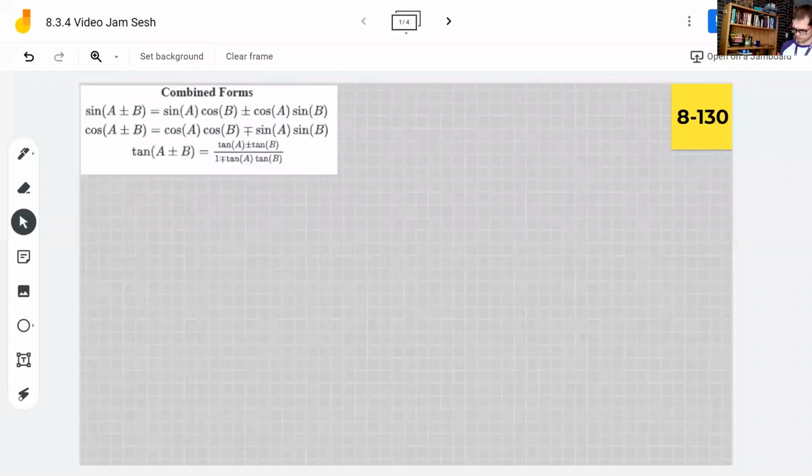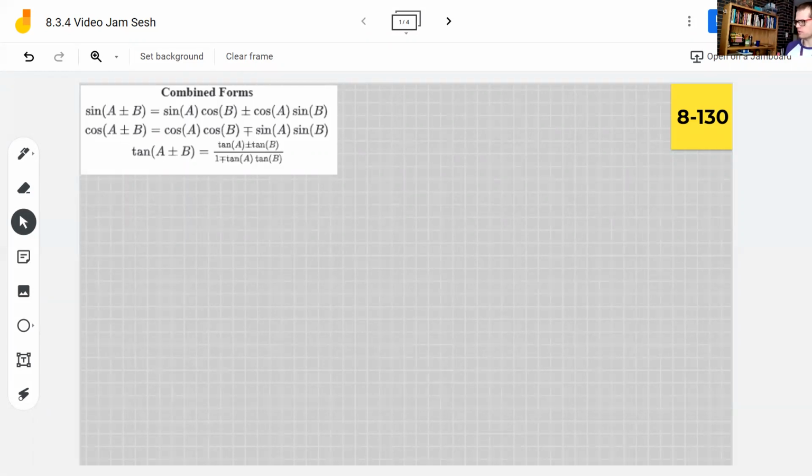Hey folks, so today we're going to look at 8.3.4 and we're going to do the derivation together and then we're going to play around and see what happens. All right, so in 8.3.3 we came up with the angle sum and difference formulas. Here's the combined form up here. We're going to use that to help us today to come up with what are called double angle identities and half angle identities.